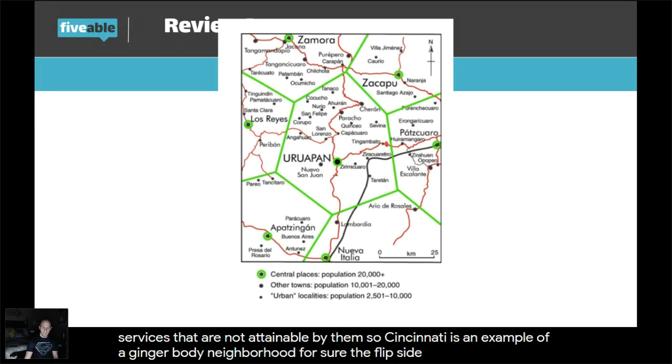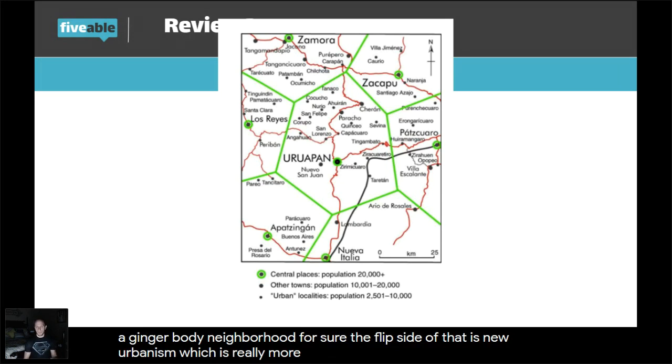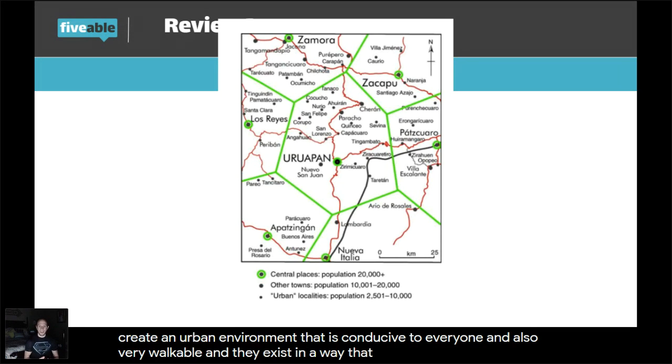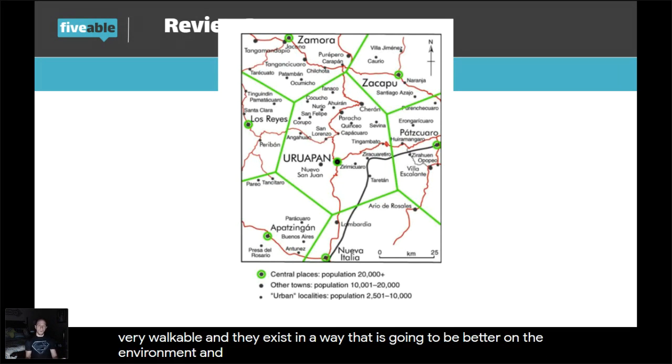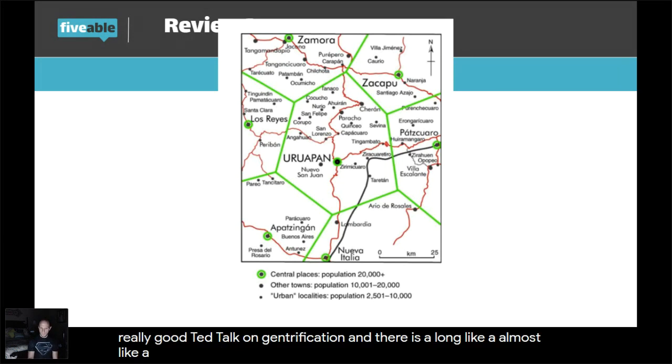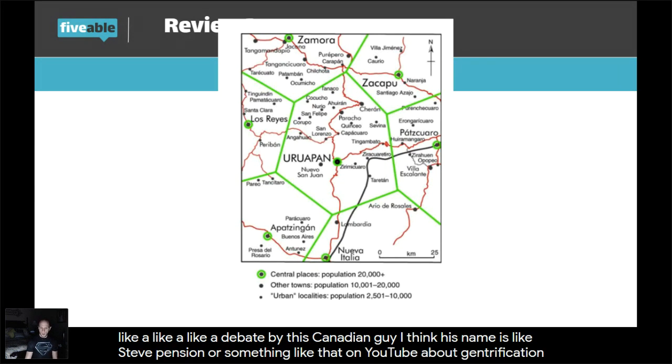The flip side of that is new urbanism, which is really more of a sustainable approach. You're trying to create an urban environment that is conducive to everyone and also very walkable, and that exists in a way that is going to be better on the environment and also better for people's health in general. There's a really good TED Talk on gentrification, and there is a long, almost like a debate by this Canadian guy, I think his name is like Steve Panchin or something like that, on YouTube about gentrification, if you want more information about that.